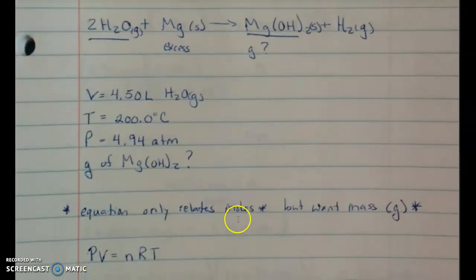But how are we going to use that, and what is it going to look like? So again, the equation only relates moles, but we want the mass in grams. And right now, the only information we're given is about water vapor. So we can use what we know and find out the number of moles we have of water vapor. And so again, we can use PV equals nRT, where P is the pressure, V is the volume, n is the number of moles, R is our ideal gas law constant, and T is temperature. And remember, temperature must be in Kelvin, so we're going to have to do some converting here.